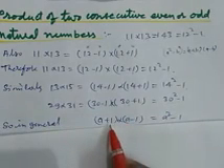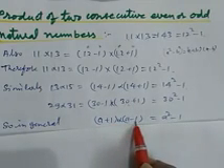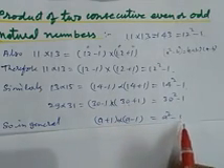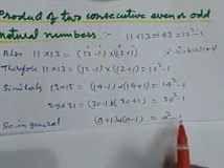In general, we can write any number like this: a plus 1 into a minus 1, that is a square minus 1. Okay. So this way we can find the product of two numbers.